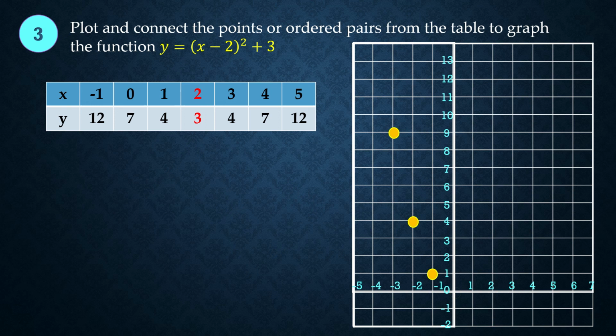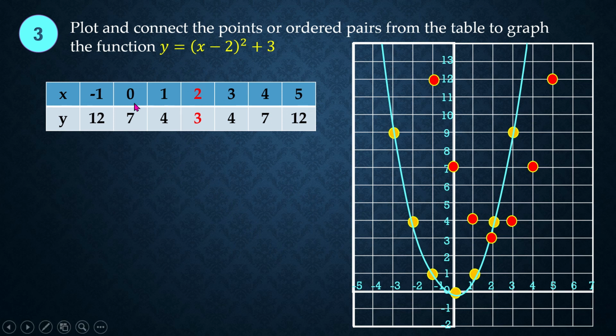first we see the parent graph. Next to plot is the table of values we solved earlier: negative 1, 12; 0, 7; 1, 4; 2, 3; 3, 4; 4, 7; then 5, 12. The red points are the ordered pairs from the table of values that we solved, then connect. So there we can see the second graph.